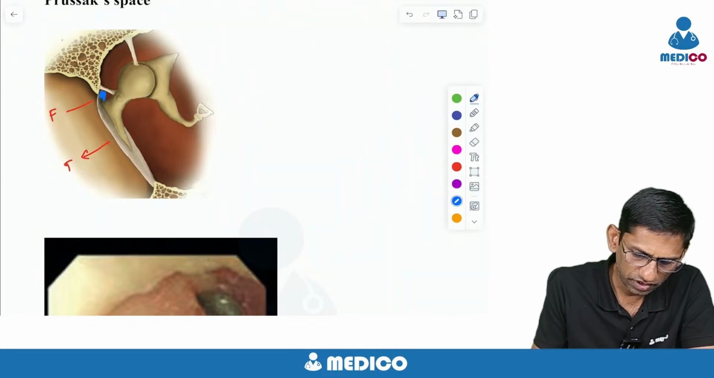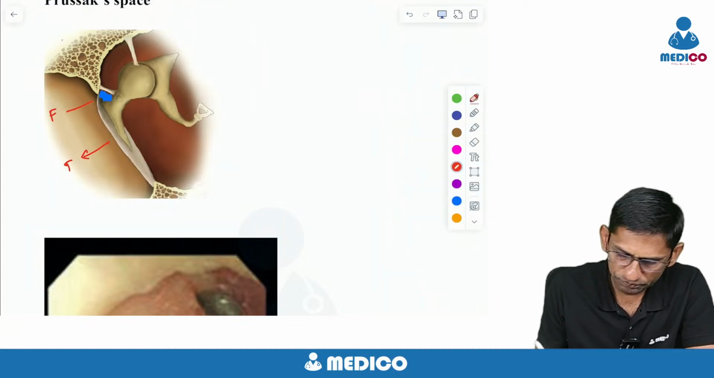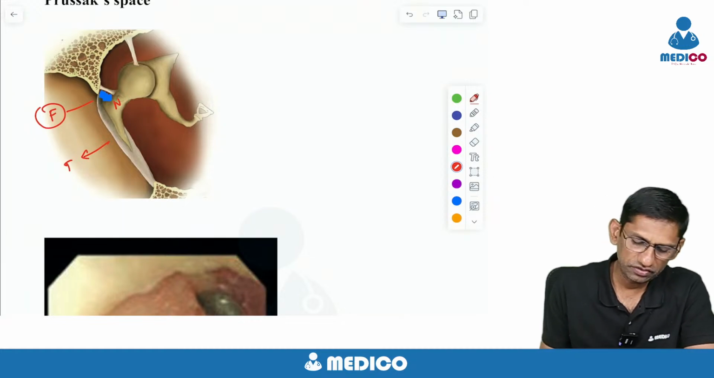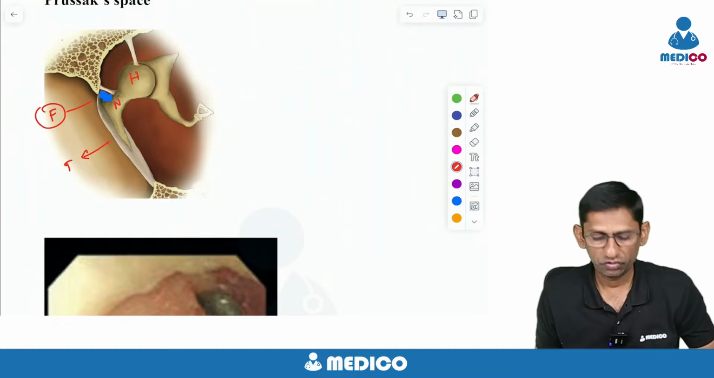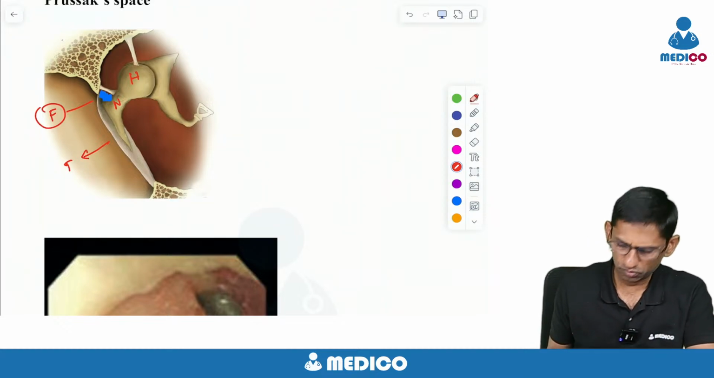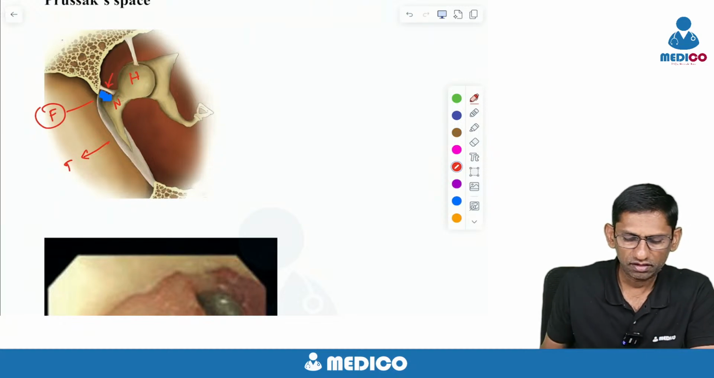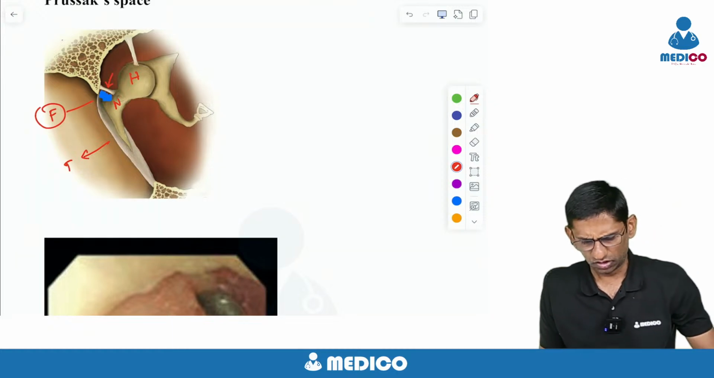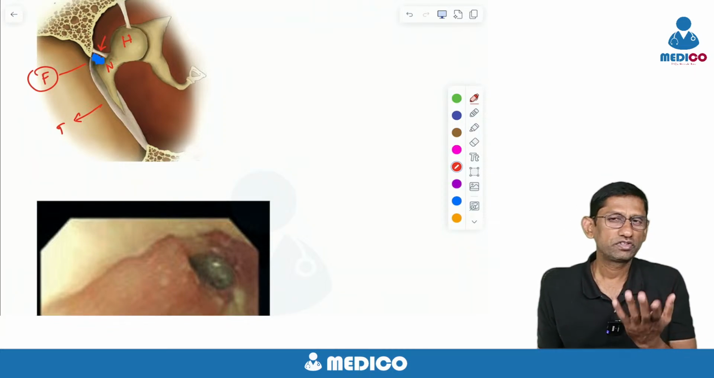This smaller area is called Prussak's space, that's all. Laterally it is bounded by the pars flaccida and medially by the neck of the malleus. This is the head of the malleus, which is bigger and more superiorly placed. The neck of the malleus forms the medial boundary of the Prussak's space, and this is the lateral malleolar ligament, which forms the superior boundary. This Prussak's space is present in the epitympanum, which is covered by the pars flaccida.